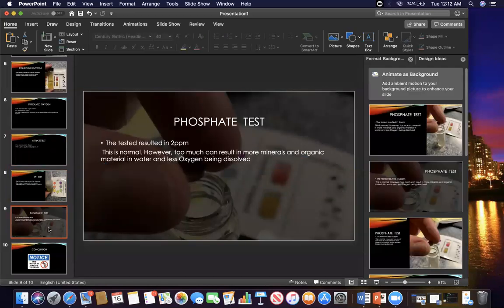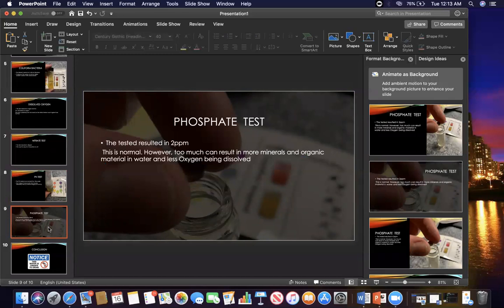And now that brings us to our phosphate test. And we can see here that it resulted in a 2 ppm for the phosphate test. And that's mild. It's not necessarily too high, not necessarily too low. If it was too high, it could result in less oxygen being taken into the water. However, like I said, this is mild. This isn't anything to be concerned with here.